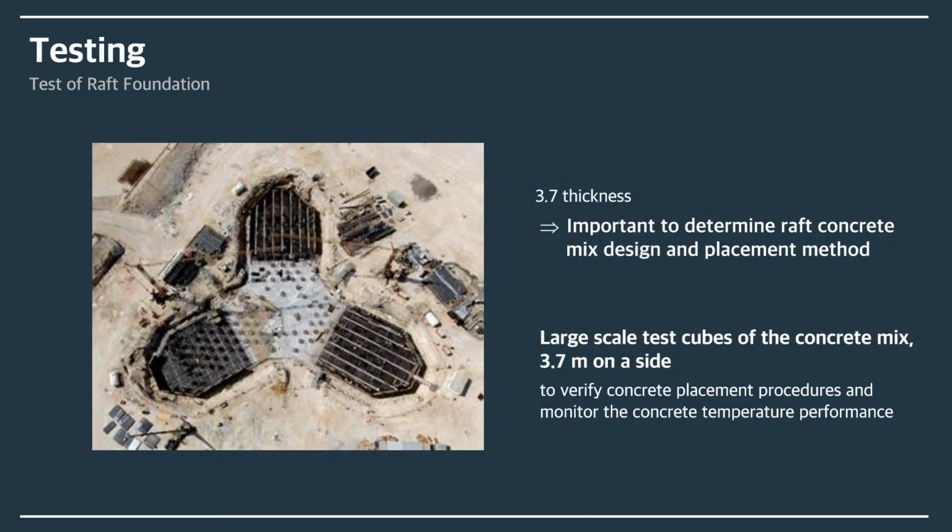Next is the test of the raft foundation. Due to the thickness of the tower raft, it was important to limit the peak and differential temperatures due to the heat of hydration, so as to accurately determine the raft concrete mix design and placement method. Large-scale test cubes of the concrete mix, 3.7 meters on a side, were poured prior to the raft construction in order to verify concrete placement procedures and monitor the concrete temperature performance.